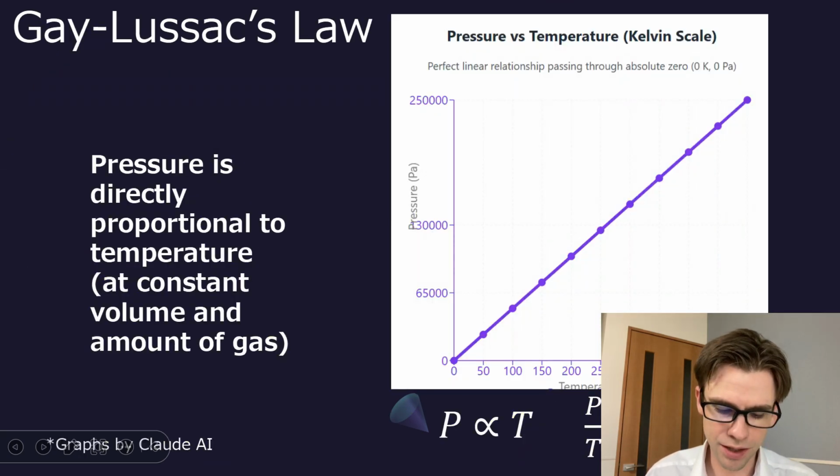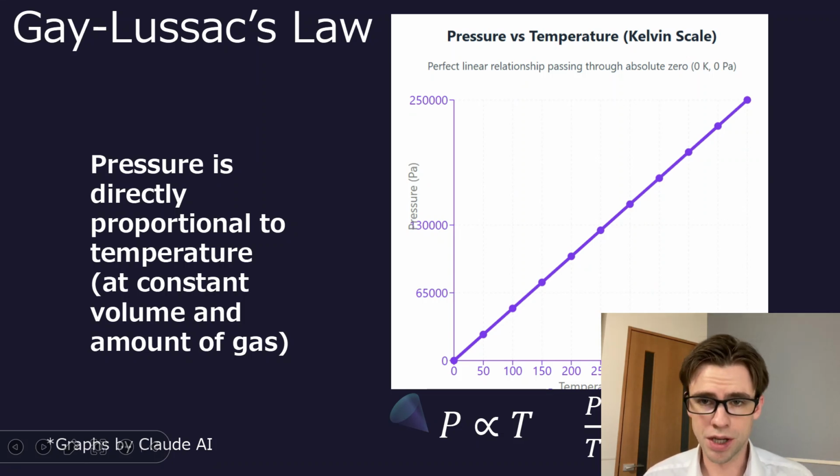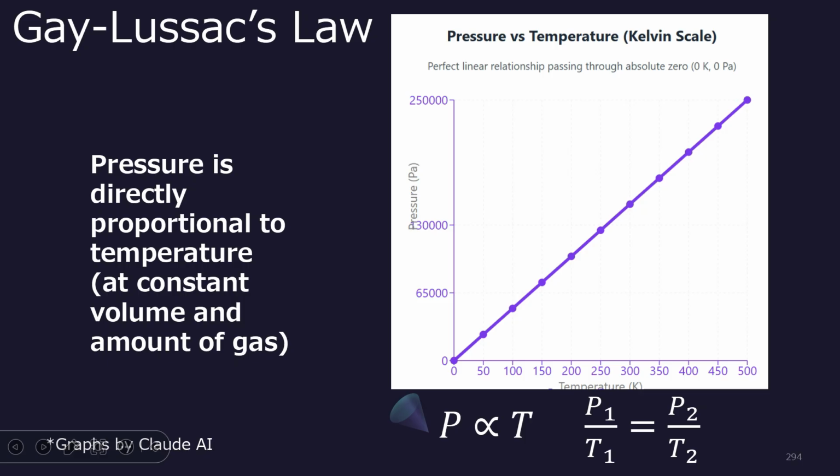Next, Gay-Lussac's law. So this is very much similar. Pressure is directly proportional to temperature. So instead of volume this time, pressure is directly proportional with the condition that our gas is at constant volume and amount of gas. So we get P proportional to T, and we'll get a similar initial and final relationship here as well. P1 over T1 equals P2 over T2. And as I said on the previous slide, you can take the reciprocal of that. Sometimes it might be better for you to start with T1 over P1 equals T2 over P2. So these are the same.